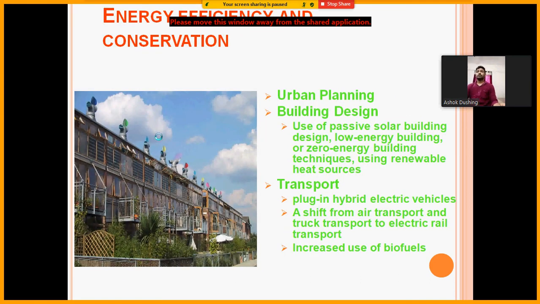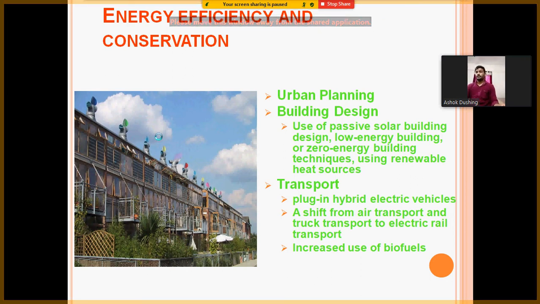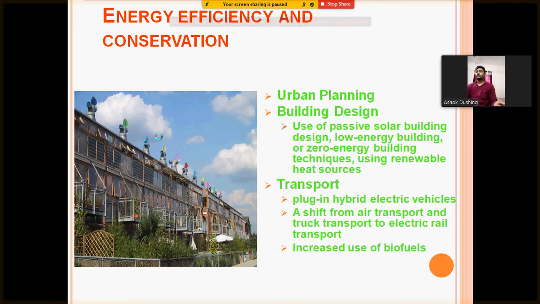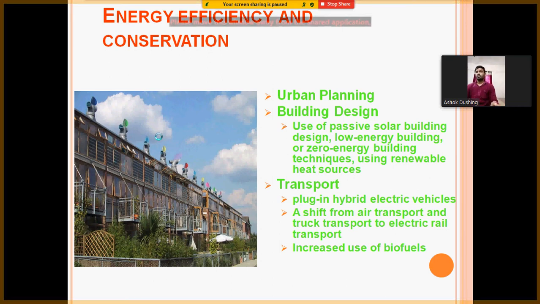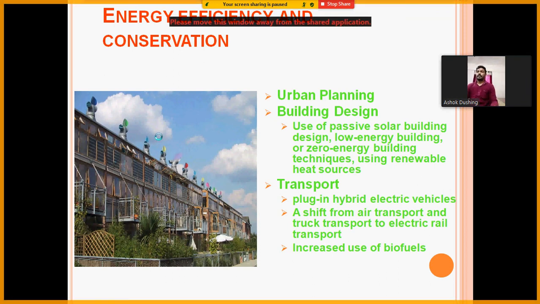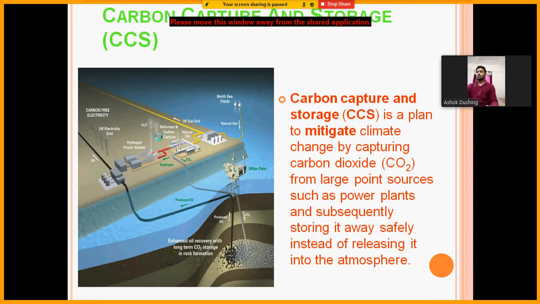Energy efficiency and conservation, urban planning, building design, use of passive solar building design, low energy building or zero energy building techniques, using renewable heat sources will help to conserve the energy resources. Then transport: plug-in hybrid electric vehicles, a shift from air transport and truck transport to electric rail transport, increased use of biofuels.